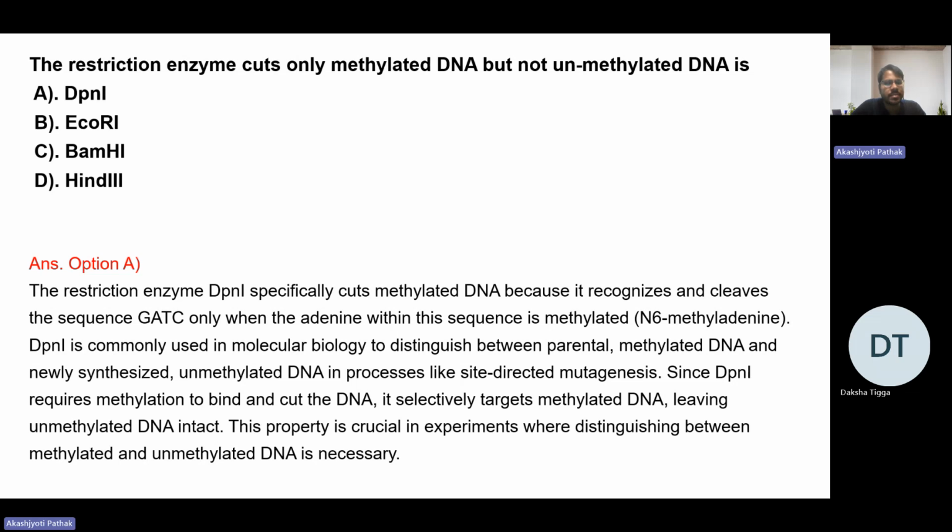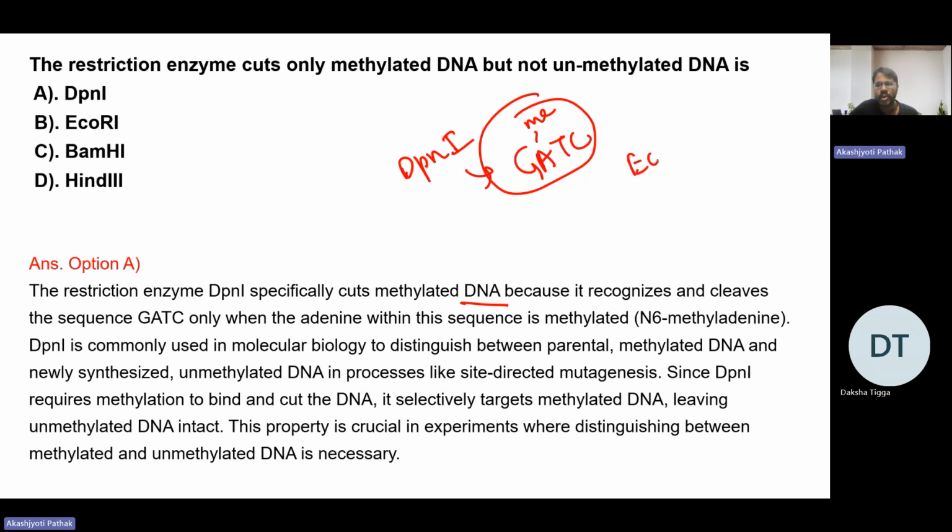So the restriction enzyme DpnI specifically cuts methylated DNA because it recognizes and cleaves the sequence GATC only when the adenine within this sequence is methylated. So when this adenine is methylated, only then DpnI can recognize this particular sequence, or else it will not recognize if it is non-methylated. But the opposite is true for EcoRI. EcoRI will only cleave the DNA sequence when it is non-methylated. It will recognize only this sequence, but it will not recognize this sequence.